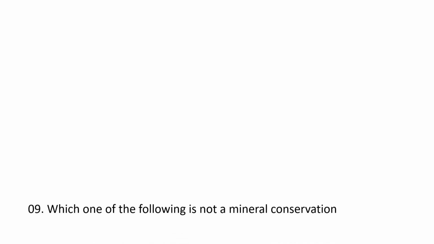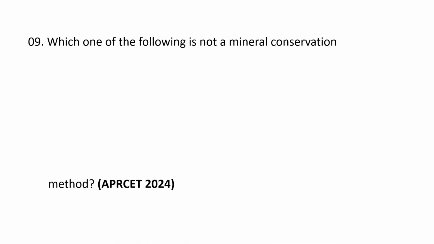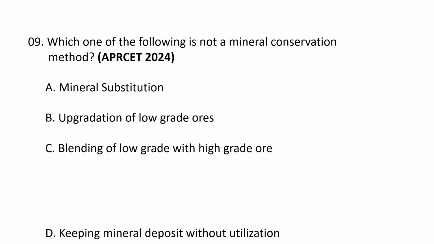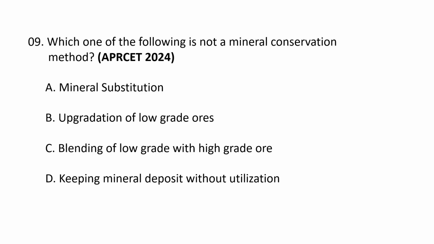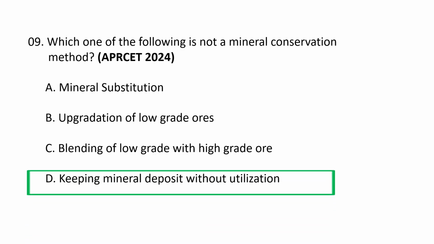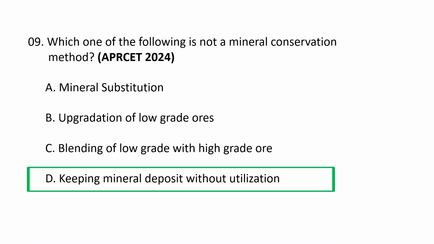Next question. Which one of the following is not a mineral conservation method? A. Mineral substitution. B. Upgradation of low-grade ores. C. Blending of low-grade with high-grade ore. And D. Keeping mineral deposit without utilization. The correct answer is keeping mineral deposit without utilization. Mineral substitution, upgradation of low-grade ores, and blending of low-grade with high-grade ore are mineral conservation methods. But keeping mineral deposit without utilization is not a conservation method. So D is the correct option.